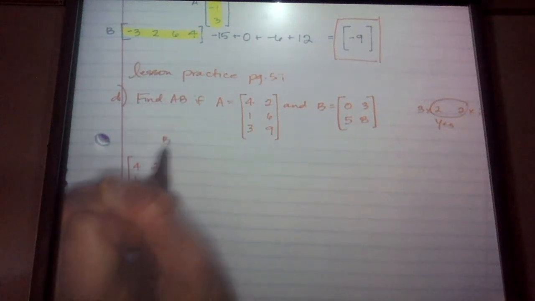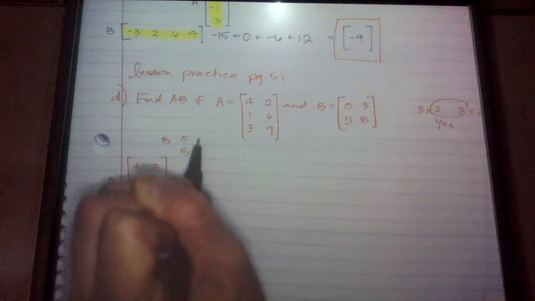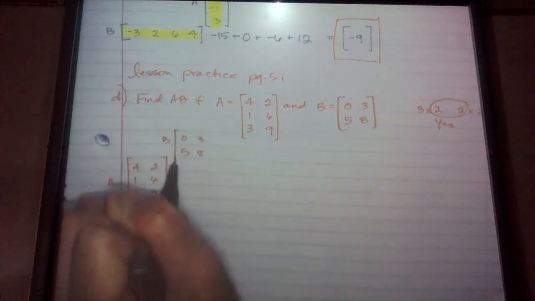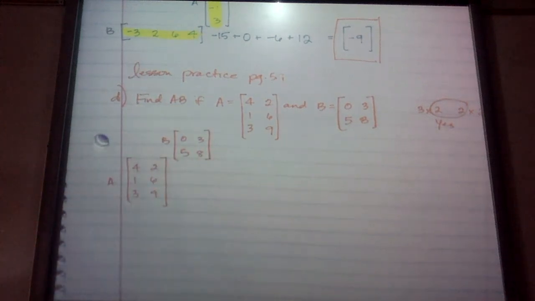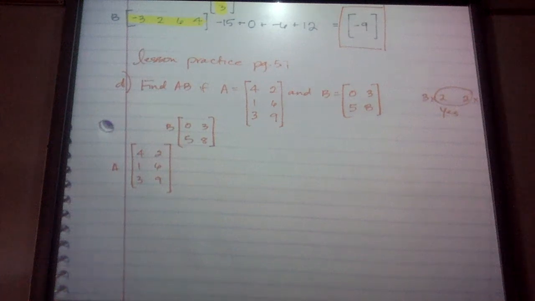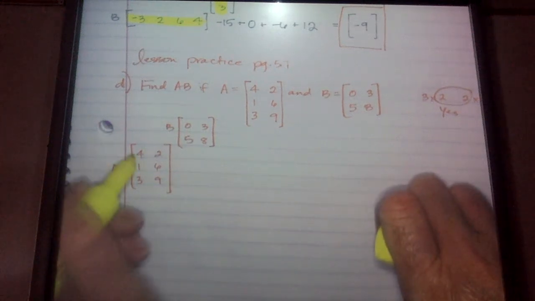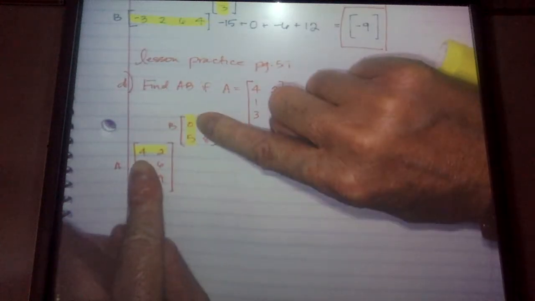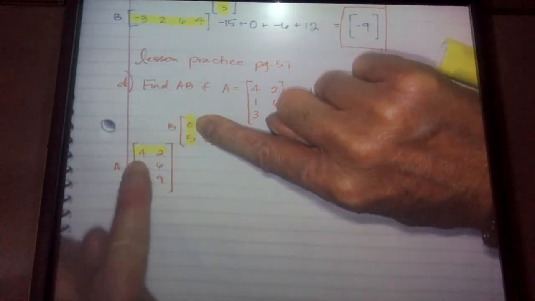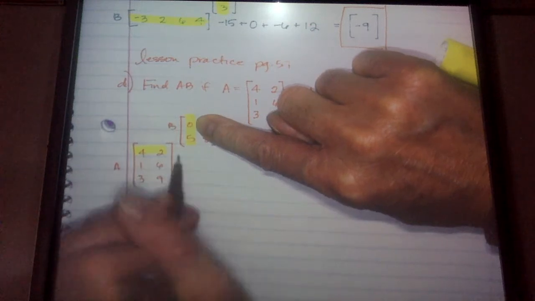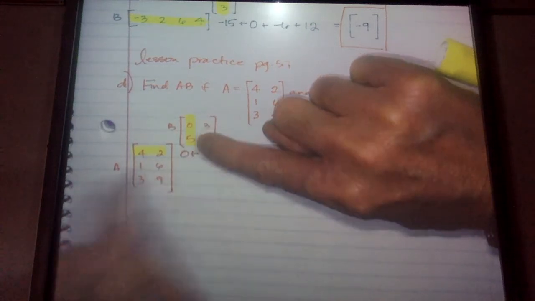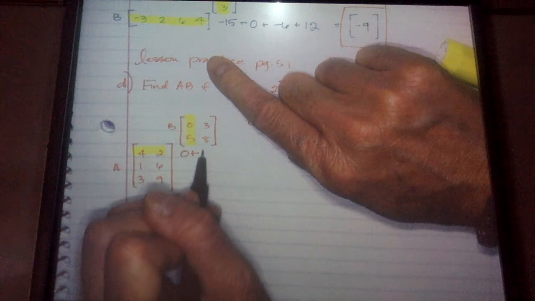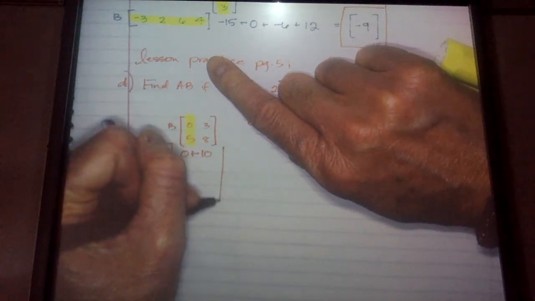And I'm multiplying it by B, which is 0, 5, 3, 8. Okay, so remember, we're starting with row 1, column 1. Put your fingers on the first number in the column, first number in the row. 4 times 0 is 0, plus 2 times 5 is 10. I'm going to draw a line down here.